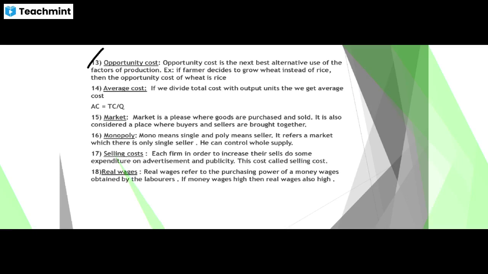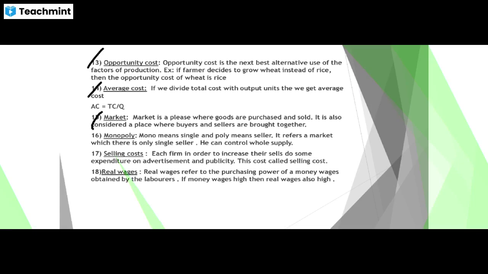And if we see the 14th one, average cost. Average cost means one unit cost. So if we divide total cost by output, then we can get average cost. Okay, so AC = TC/Q. Here AC means average cost, TC means total cost, Q means quantity. Like we have 100 rupees total cost and we have 10 goods. If you divide 100 by 10, we'll get 10 rupees as the cost for one good.